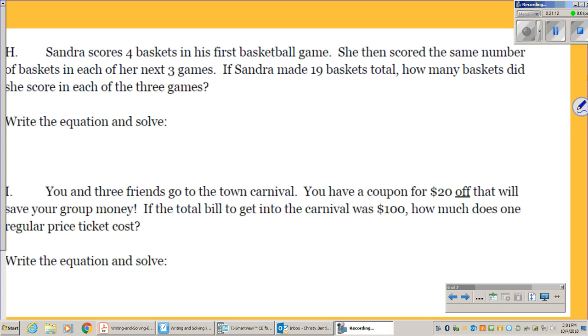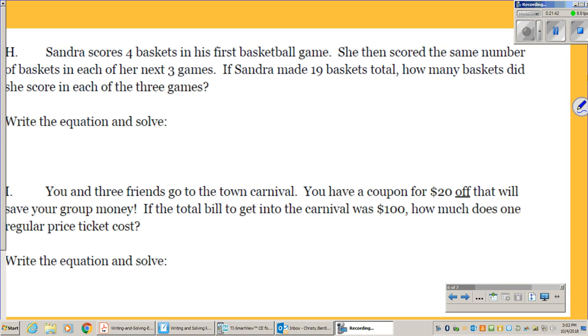Okay, you should be getting the hang of this, hopefully, at this point, but we're going to look at two more examples, and then you're going to have some time to work on your practice. That's on the back of the sheet. Letter H says Sandra scores 4 baskets in her first basketball game. She then scored the same number of baskets in each of her next 3 games. If Sandra made 19 baskets total, how many baskets did she score in each of the 3 games? Write the equation and solve.